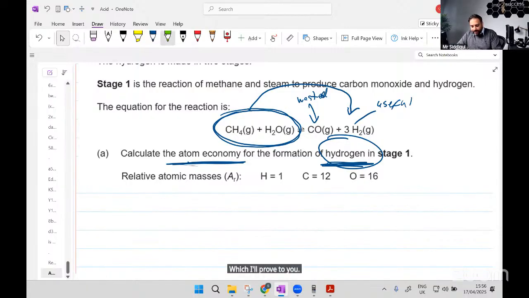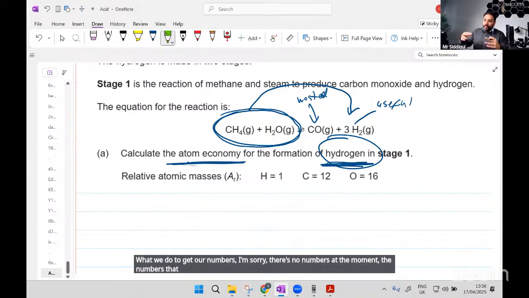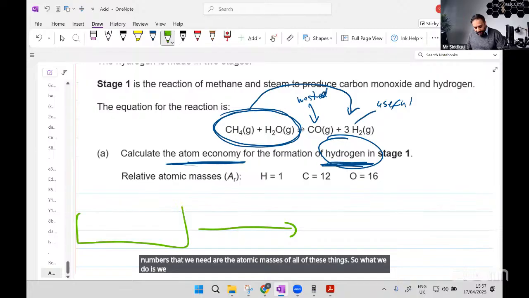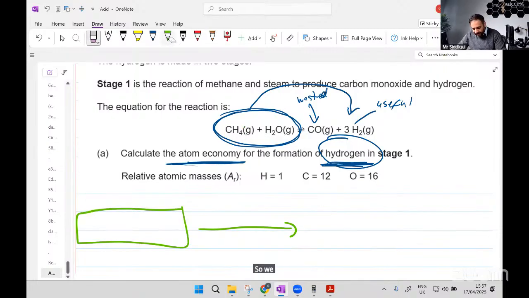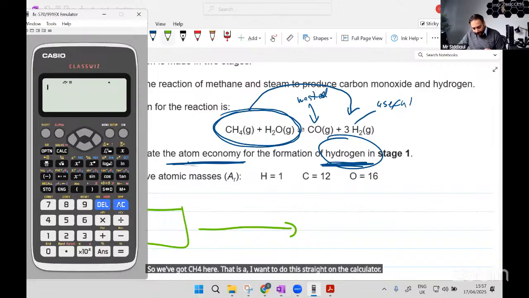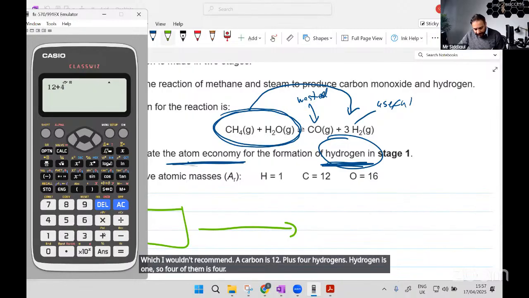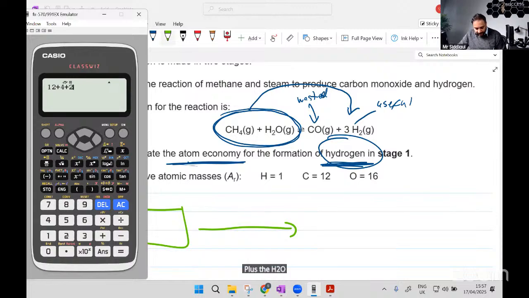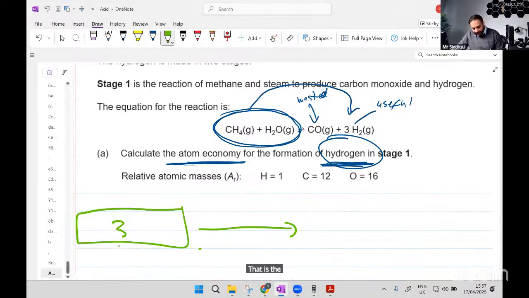What we do to get our numbers, I'm sorry, there's no numbers at the moment. The numbers that we need are the atomic masses of all of these things. So what we do is we go, right, what is the atomic mass of everything on the left-hand side of the equation? That's everything we're putting into this equation. So we've got CH4 here. A carbon is 12 plus four hydrogens. A hydrogen is one, so four of them is four, plus the H2O, two H's is another two, and the O is 16. That is the mass of everything that we put in.